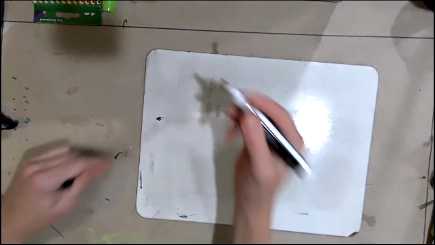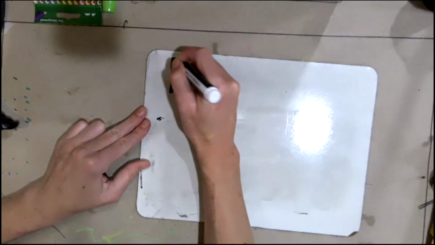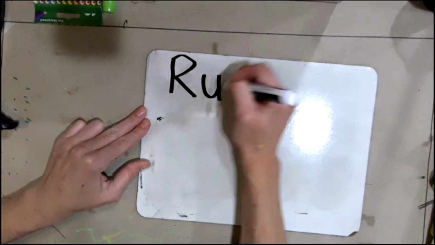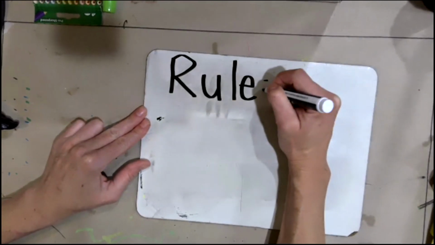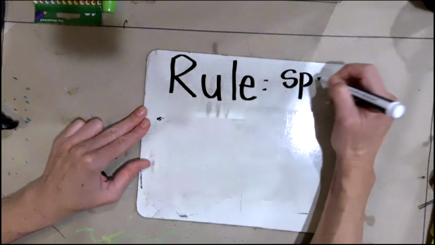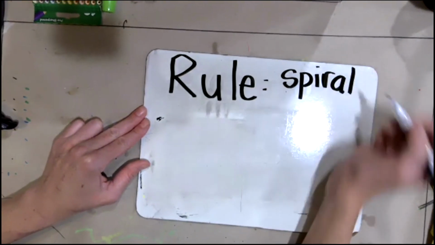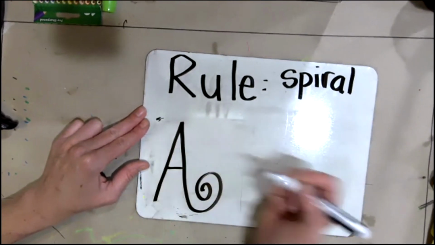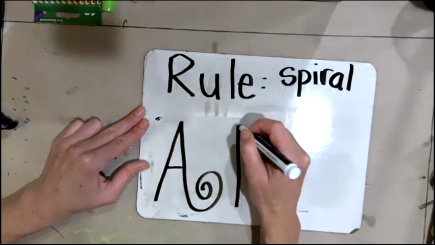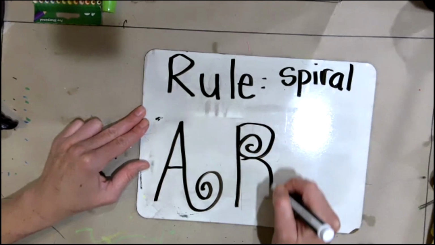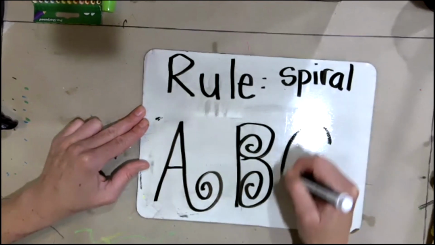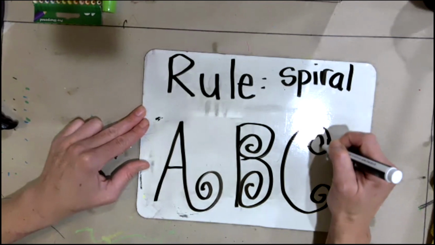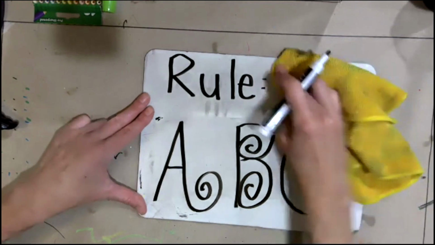So first, I'm going to choose my rule. My first rule will be to apply a spiral to each of my letters. So for example, A, B, C. There's one rule.